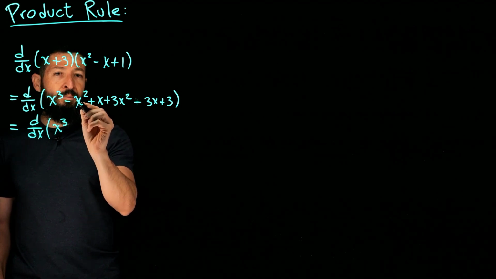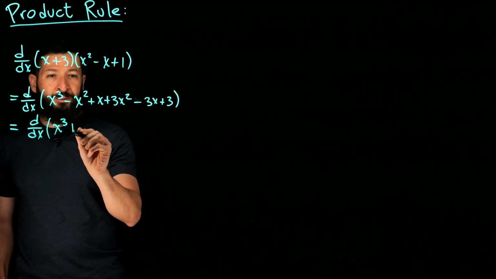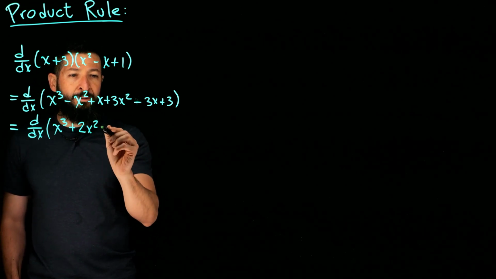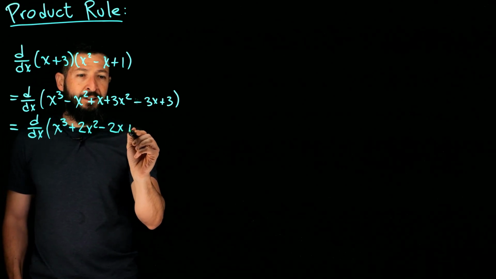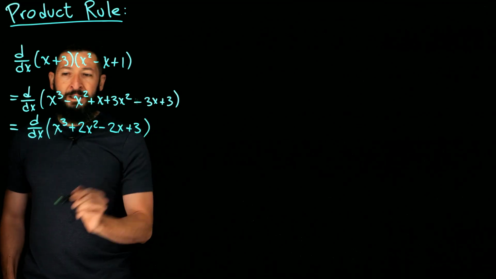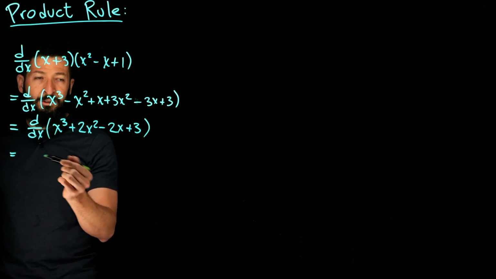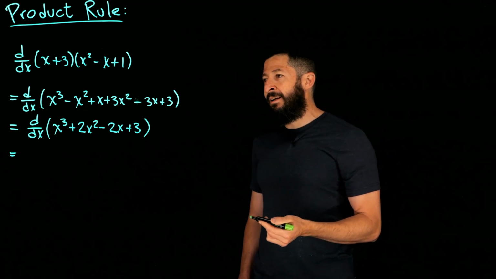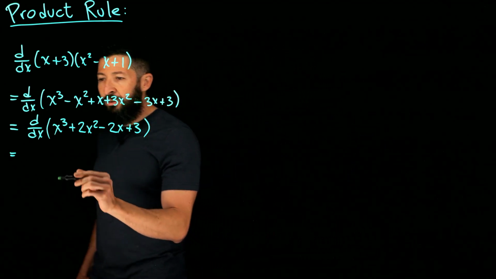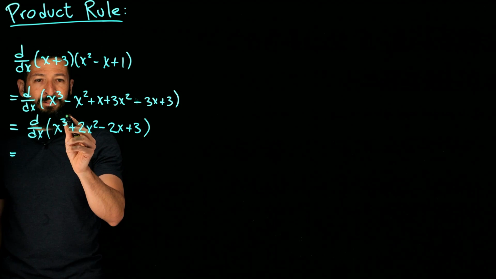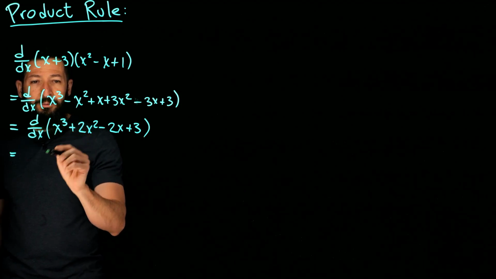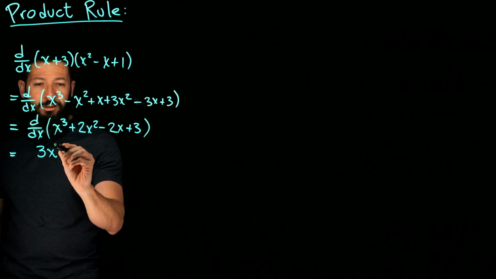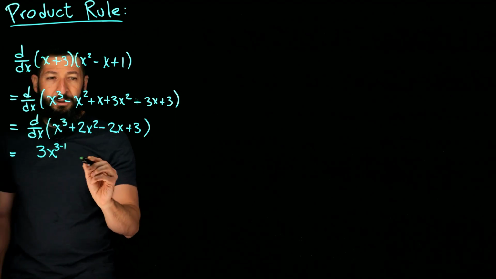So here I do minus x squared plus 3x squared is going to be 2x squared. Then I get plus x minus 3x, so minus 2x plus 3. And now I can take my derivative by using the linearity of the derivative and my power rule. We did that a few times ago, so here we drop the 3, we copy the x, subtract 1 from the exponent.